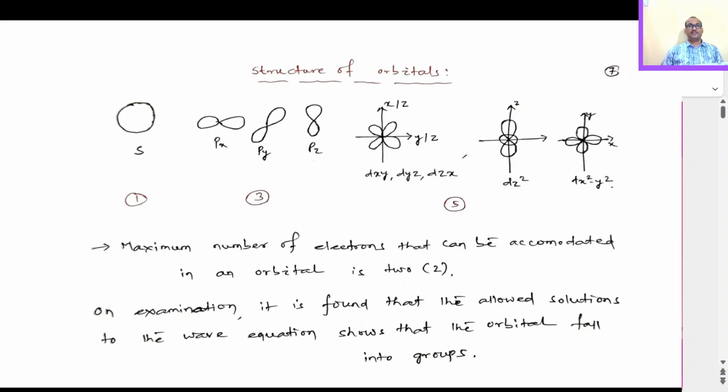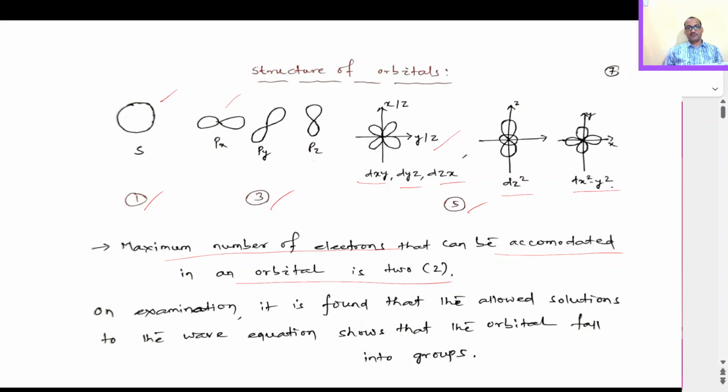Here you can see the shapes of the different orbitals: s spherical, p dumbbell, then d double dumbbell. We have only one type of s orbital, 3 types of p orbital, and 5 types of d orbital. Those are dxy, dyz, dzx, dz square, and dx square minus y square. And the maximum number of electrons that can be accommodated in an orbital is 2.